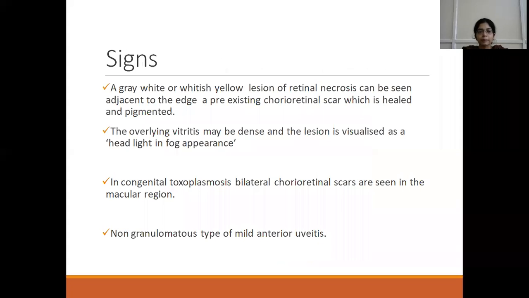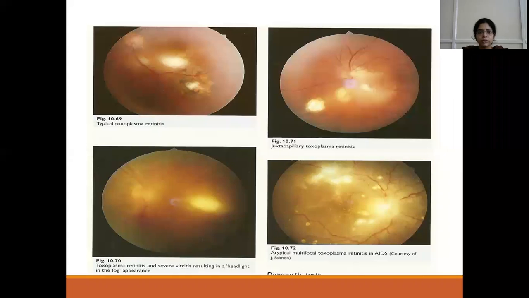So coming back to the signs, a grayish white or whitish yellow lesion of retinal necrosis can be seen adjacent to the edge of a pre-existing chorioretinal scar which is healed and pigmented. Overlying vitritis gives the headlight and fog appearance. Now, you can see that in the first picture, whatever active lesion you can see, it usually begins.